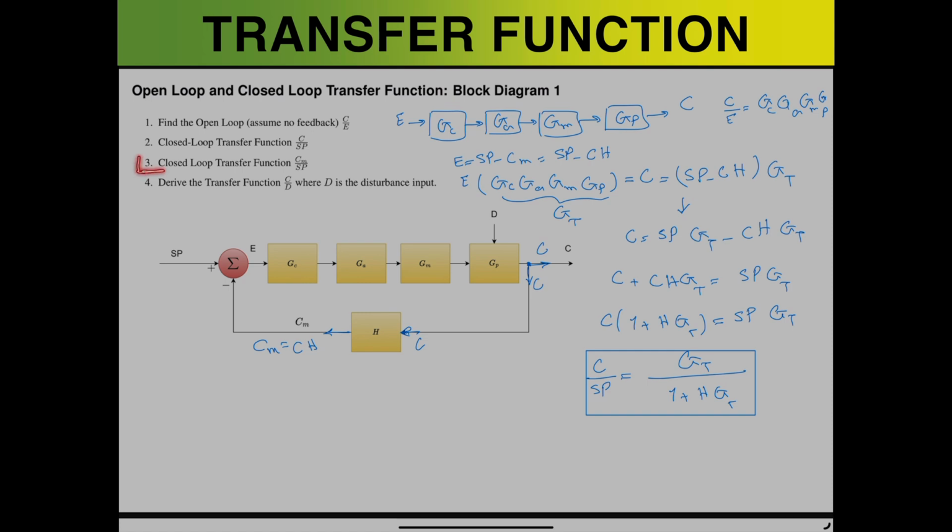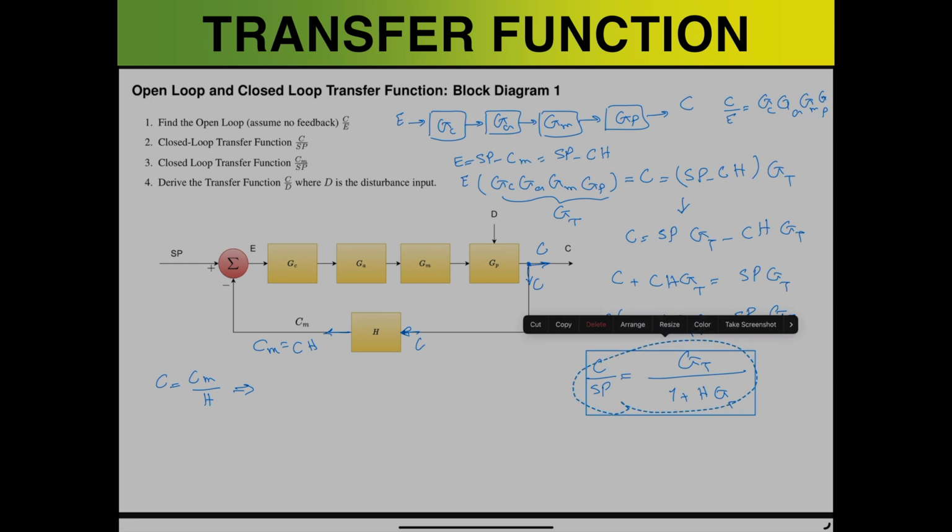Let's move on to the third part of the question. It's saying closed loop transfer function Cm over Sp. Now that we have the closed loop transfer function of C over Sp, we should find a relationship between C and the variable of interest in the question, Cm. And we see that there is a readily available equation that relates C and Cm using one of those building blocks, H. So we will use that. Instead of writing C, we would place that with Cm over H, which is the parameter that the question is asking.